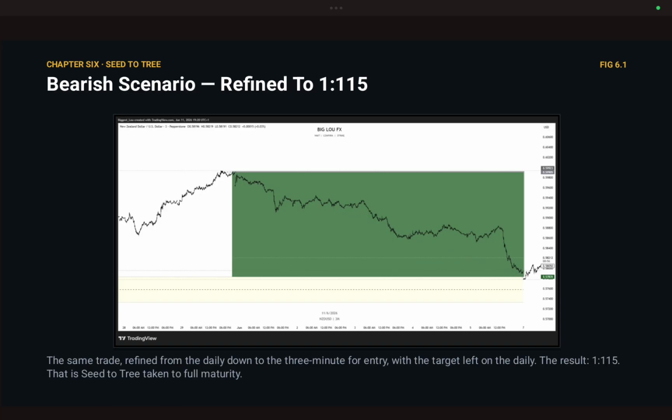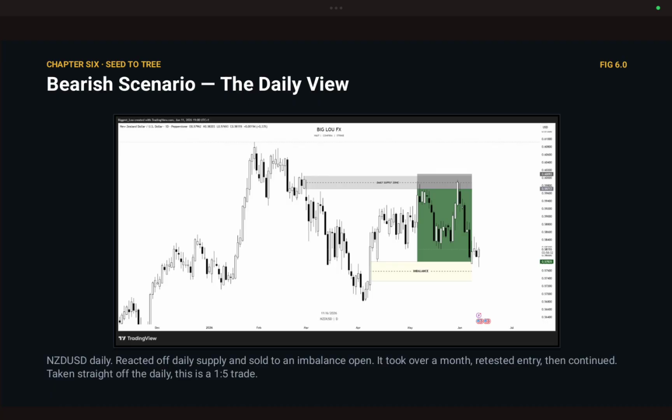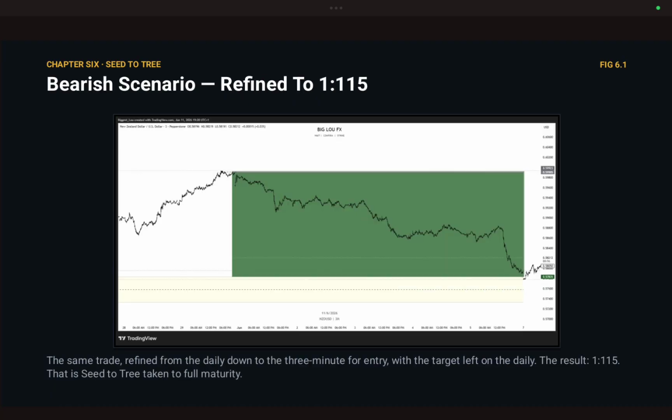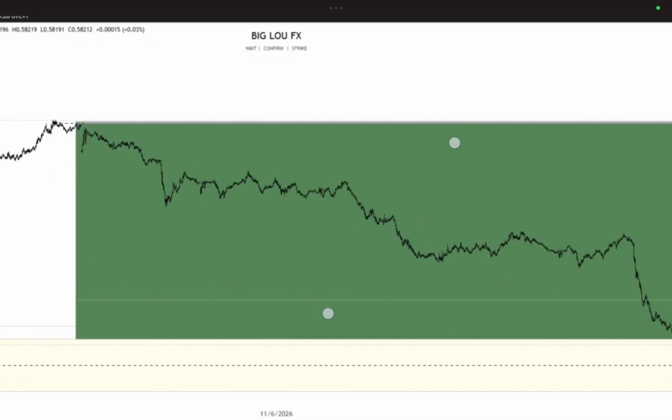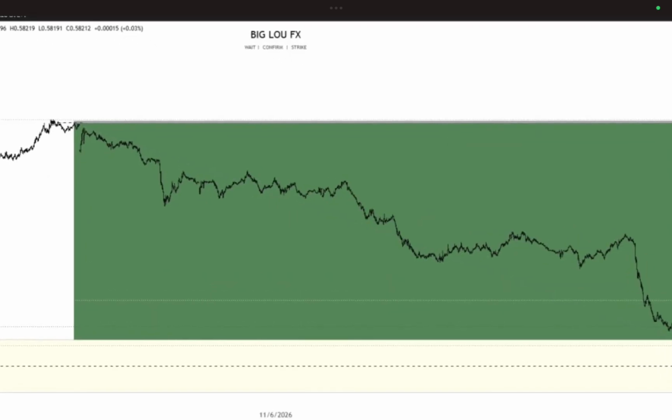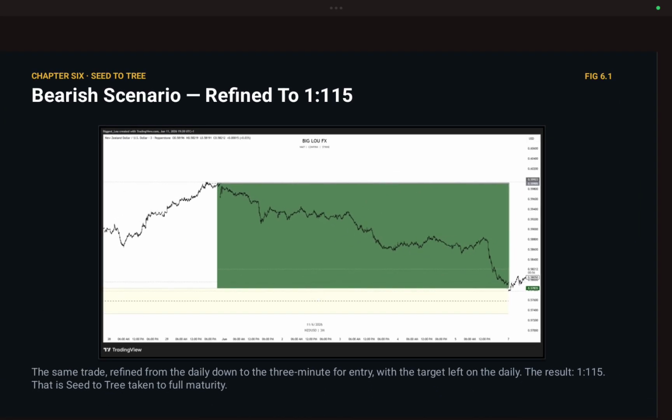Now this is the same trade that gave us 1:5. This is on a 3 minutes time frame. Now we cut this trade on the 3 minutes time frame. You could see that it barely had any stop loss. Okay, the stop loss is there, but it's very tiny because it was set on the 3 minutes. But the target is very massive because the target was set on the daily.